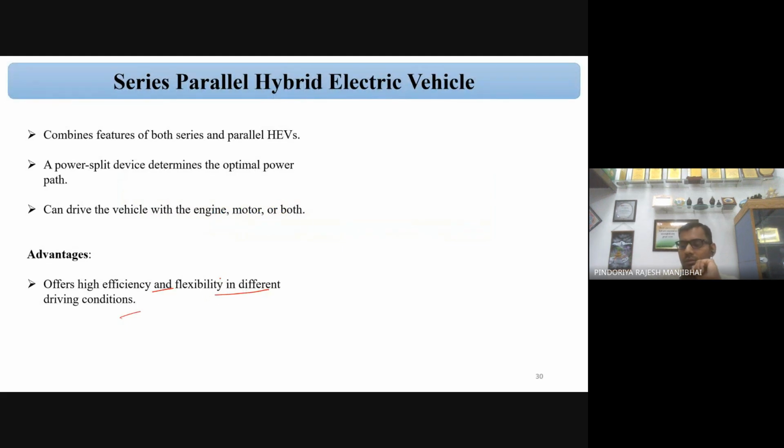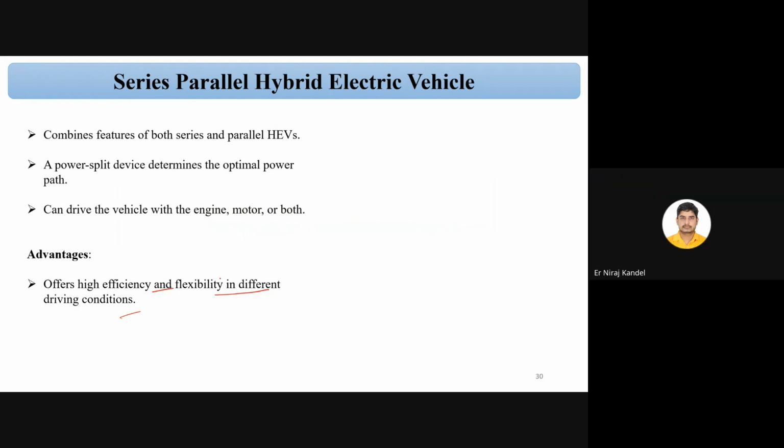Yes. Any confusion, any query till now? So till now we discussed the power, that's the traction power, force, torque, speed, and types of vehicle. So we discussed the four types of vehicle. So any confusion, any query?